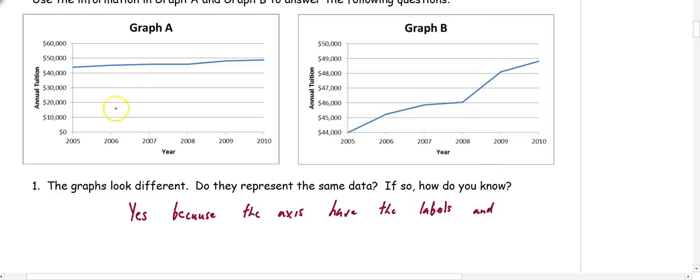And let's look at the data points. In 2005, we're starting here somewhere between 40 and 50, probably 44, 45, and the same thing in the other graph. So notice that the data points are the same. So we can say the axes are the same and the data points are the same.